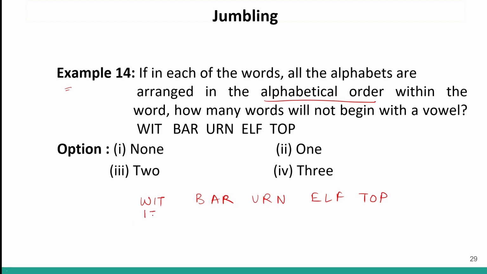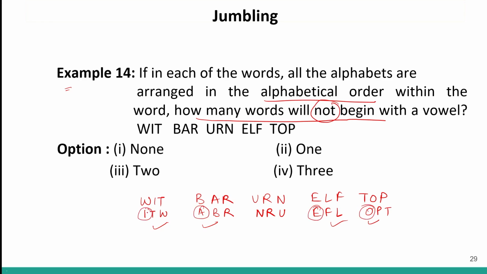So it will be I, T, W. Similarly, A, B, R. Over here it will be N, R, U. Here it will be E, F, L. Here it will be O, P, T. We have to find out how many words will not begin with a vowel. So this and this all begin with a vowel. O, E, A and I. These are all vowels. So only the word NRU is a word that does not begin with the vowel. So our answer will be option number 2, 1. Clear?